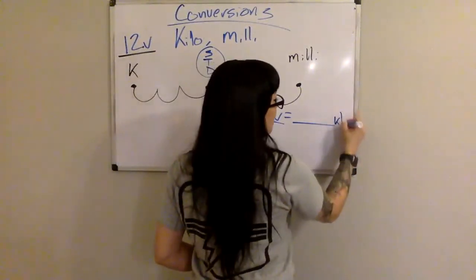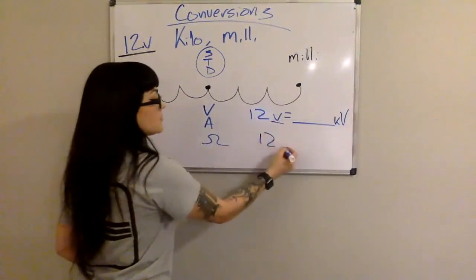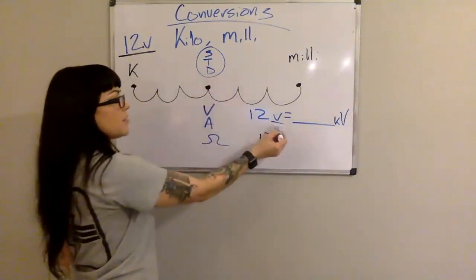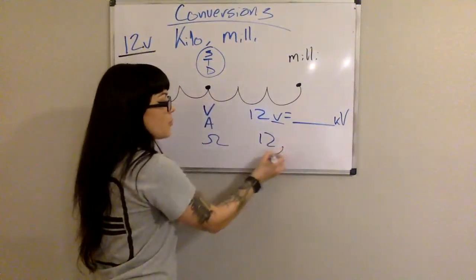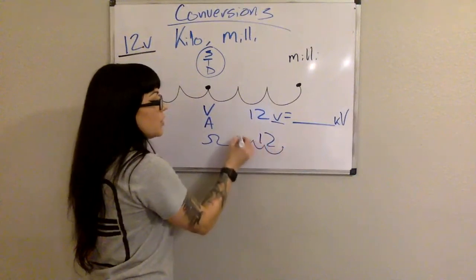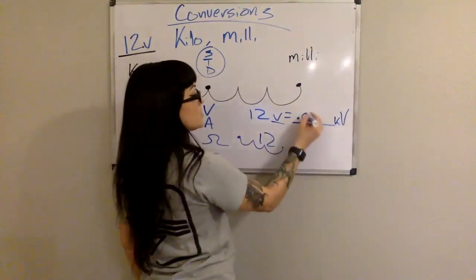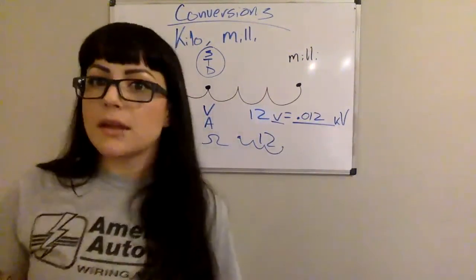So I've got kV. I got my decimal point. And in this case, if I want to go from my standard unit of measure, volts, to kilovolts, I know that instead my decimal point needs to move 1, 2, 3 places to the left, which is going to give me 0.012 kilovolts, which seems like a very tiny number.